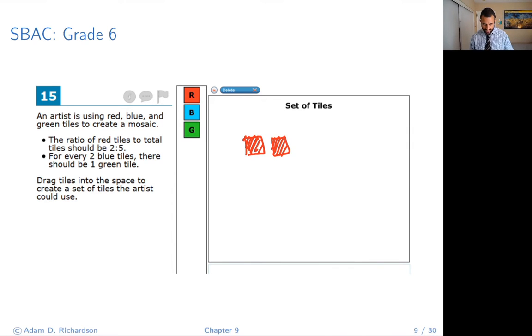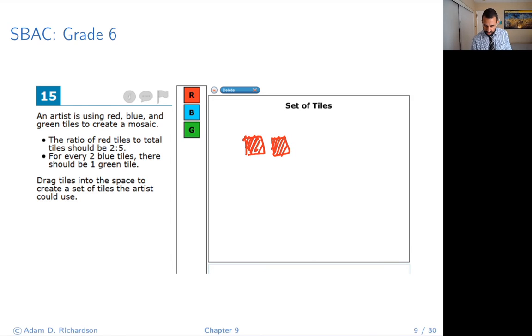Okay, now it says that the ratio of red tiles to total tiles should be 2 to 5. So I need to somehow get 3 more tiles in there, and I can't add any more reds. I can add blues and greens, but I'm going to have to add 3 of those, right? And is that going to let us obey the ratio between the blues and the greens? I don't know. Let's check. For every 2 blue tiles, you need 1 green tile. Oh, how nice. That's pretty handy, right?